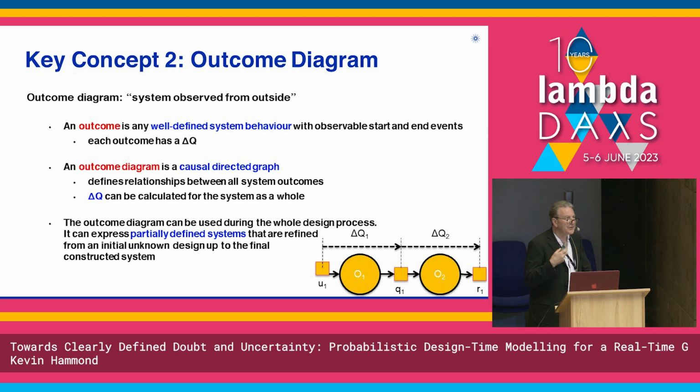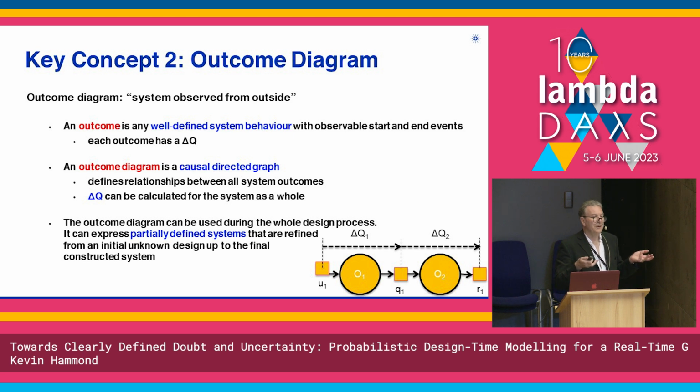And then the second key concept is something called an outcome diagram, where an outcome diagram is the system observed from outside. So an outcome is any well-defined system behavior with observable start and end events. Each of these outcomes has its own delta Q, and then a diagram is a causal-directed graph that defines the relationship between all the system outcomes that are required to construct the system, and you calculate the delta Q for the system as a whole.